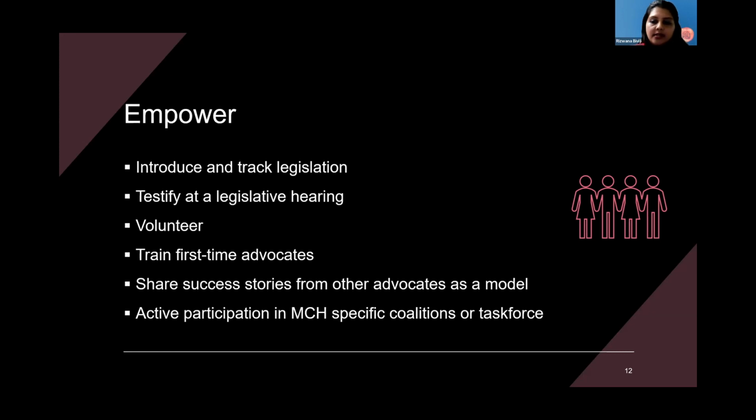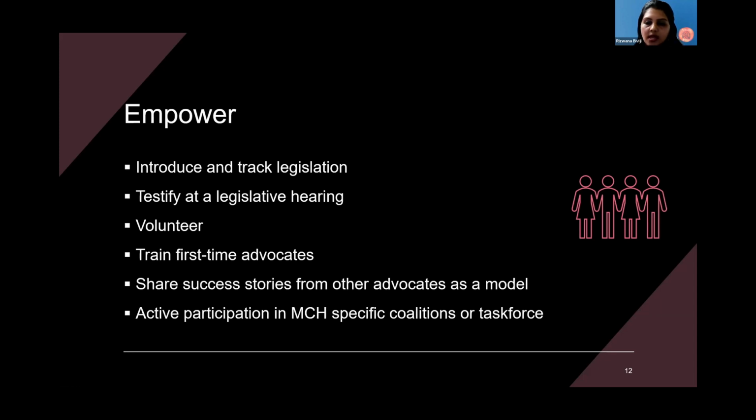And this nicely ties into my next point, which is training first-time advocates. Once you have been trained, once you have received the necessary expertise, then you can go on and pass it on to other members and train them, and especially provide that insider viewpoint on how the policy advocacy process works. Other examples are sharing success stories from other advocates as a model, and active participation in MCH-specific coalitions or task force.